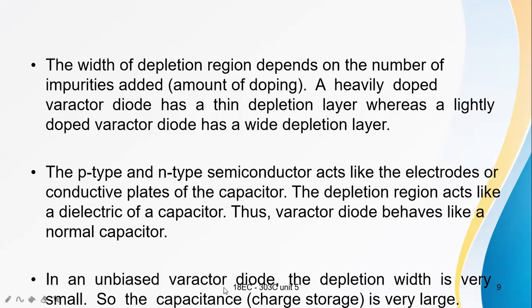In an unbiased varactor diode, the depletion width is very small, so the capacitance is very large. The depletion width and the capacitance are inversely proportional to each other. If the depletion width is small, it has very high capacitance. The capacitance is very high, and the charge storage is very high.